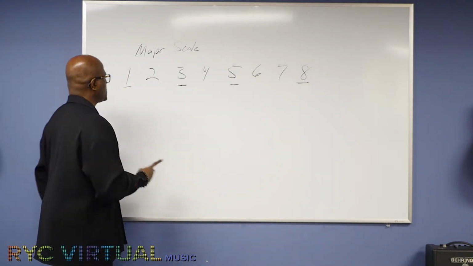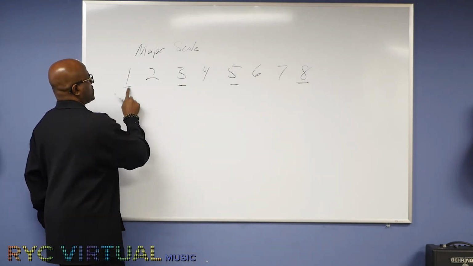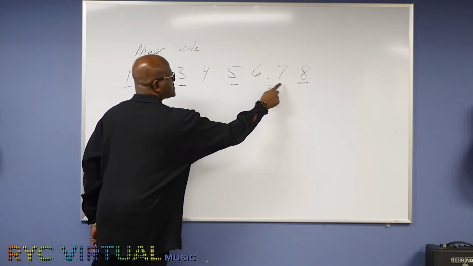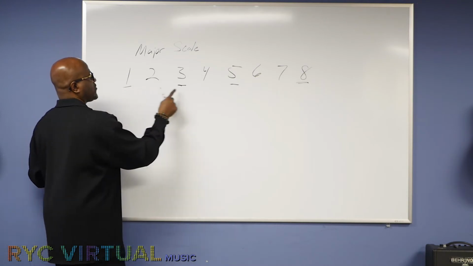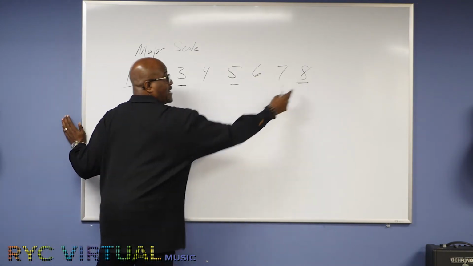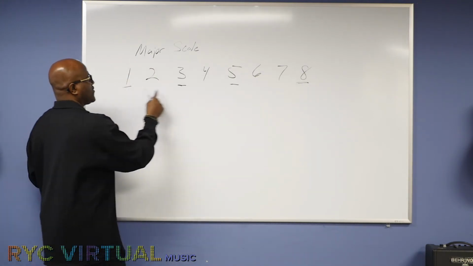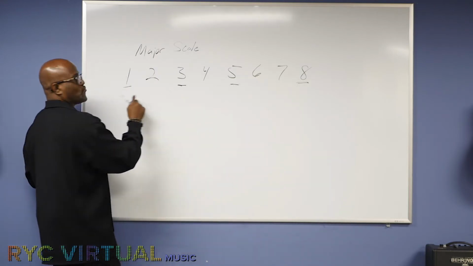Let's do the work like a math problem. You got to figure it out. 1, 2, 3, 4, 5, 6, 7, 8. That's what 8 sounds like. We already know that 1, 3, 5, 8. Right? 1, 3, 5, 8, 5, 3, 1.